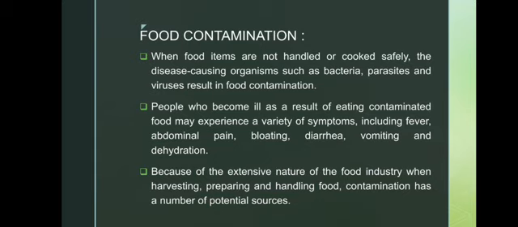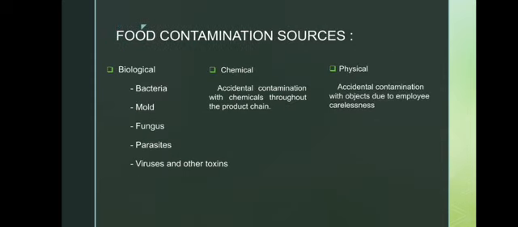Contamination comes through biological sources, chemical sources, and physical sources. Biological sources mainly include bacteria, mold, fungus, parasites, viruses, and other toxins, while chemical contamination is through the chemicals we use to grow the raw products or process the products. That's how chemical contamination gets through the food chain. And physical contamination is accidental contamination by objects such as hair, nails, or any other physical objects like a pen or dust, which is due to employee carelessness. These are the common food contamination sources.